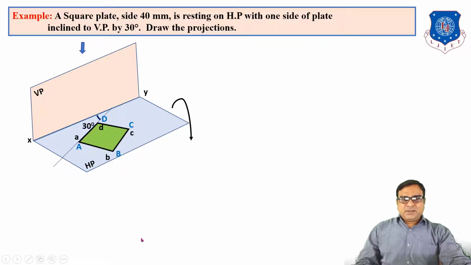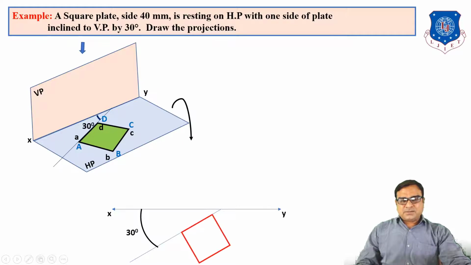So by moving the horizontal plane clockwise in 2D presentation, first of all draw the XY line, then draw one line inclined 30 degree anti-clockwise or clockwise. Then you have to draw one square of 40 mm sides in which the AD side is on that line. That line is inclined 30 degree to the vertical plane. Now what is the front view? The projection of A, B, C, D on the vertical plane. So these are the projection lines on the vertical plane.